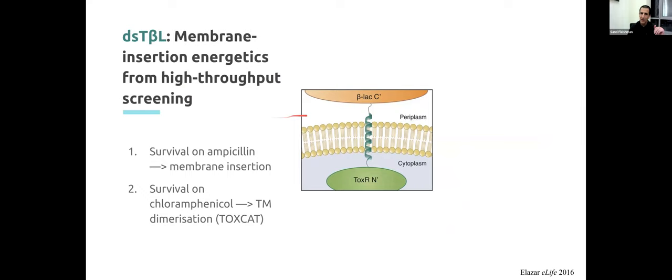So here we exploited two probes that were already described in the 80s and 90s. We fused to the periplasmic domain of the engineered transmembrane domain, beta lactamase. And again, already from the 1980s, it was known that survival on ampicillin is proportional to beta lactamase expression levels in the periplasm. So beta lactamase reports on the expression levels or insertion propensity of the engineered TMD.